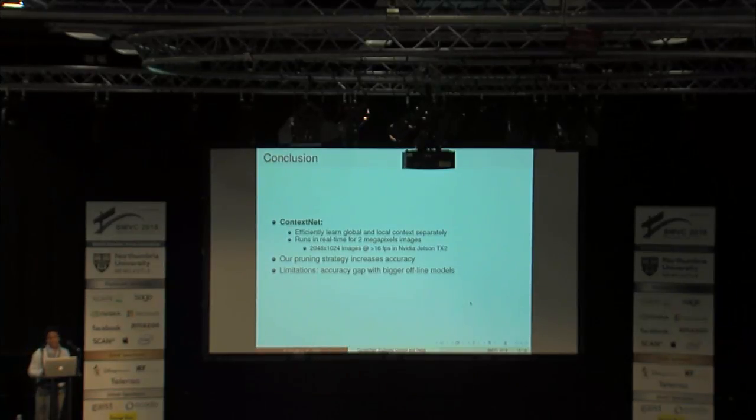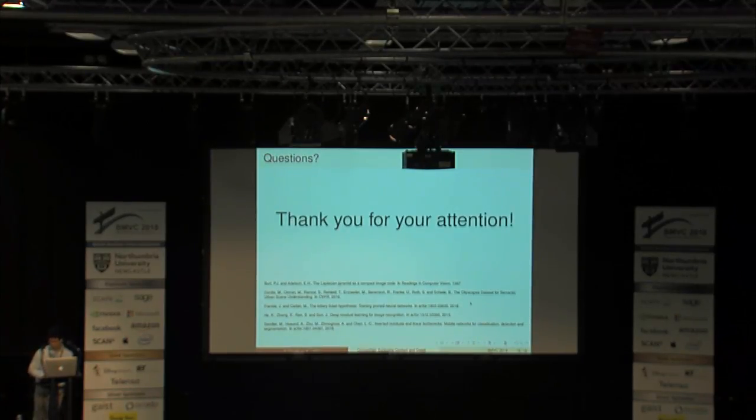And maybe it might be interesting for many people that even on NVIDIA Jetson, a tiny low-power GPU, we can achieve more than 16 frames per second for 2,000 by 1,000 pixel images. And our pruning strategy increases the accuracy. The limitation is that we still have some gap to catch up with the state-of-the-art semantic segmentation models. Thank you for your attention.